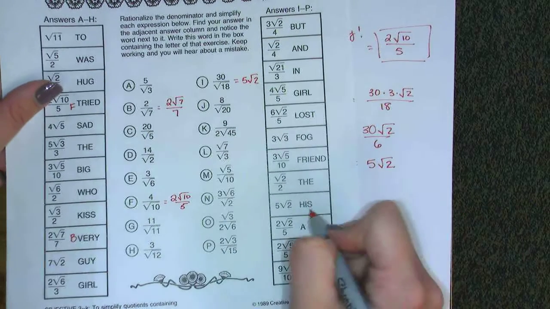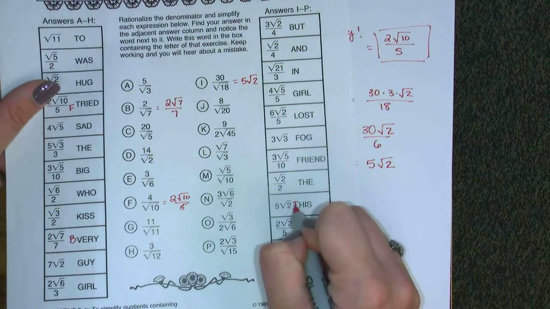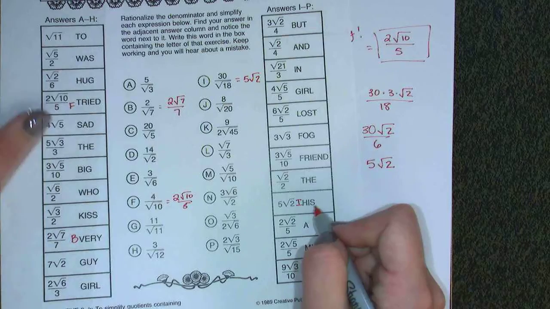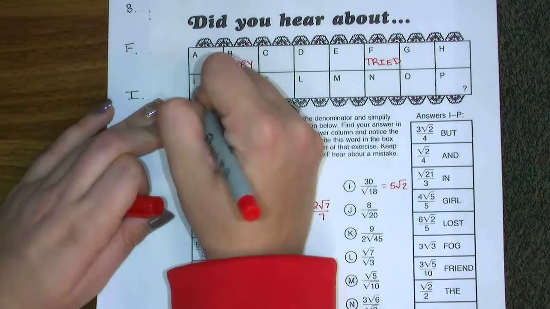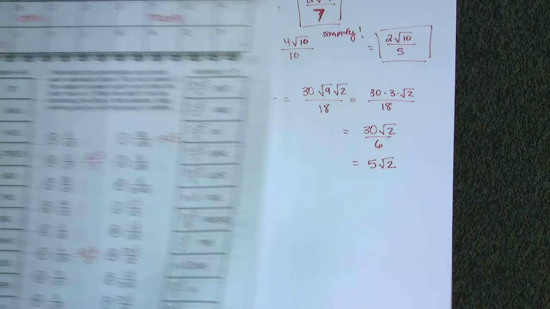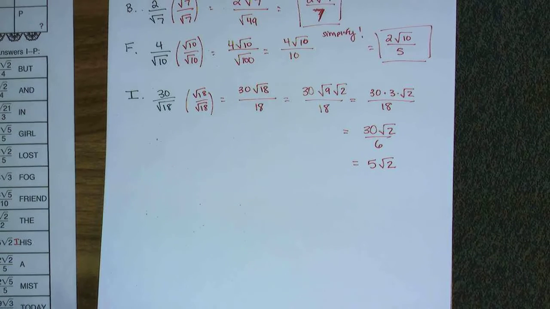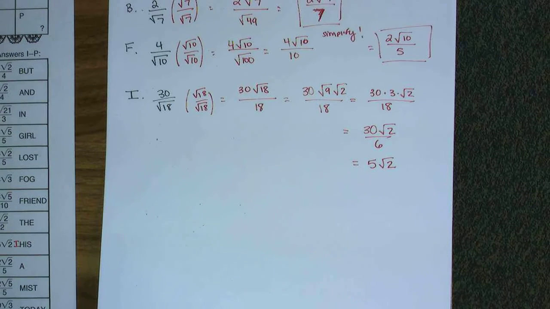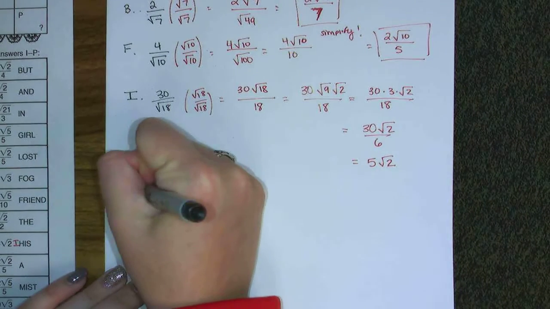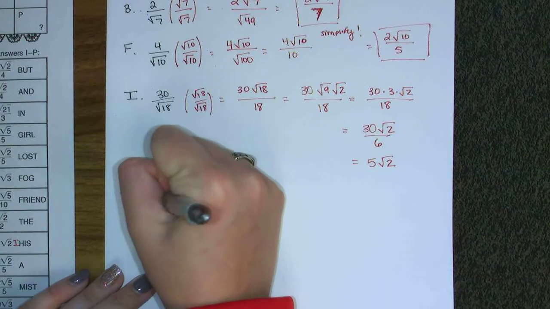Find that down here. Write the letter I in that box somewhere. I don't really care where. So in box I, I'm writing the word his. All right. I'm going to do K, and then I'll do one more. K is 9 over 2 root 45.